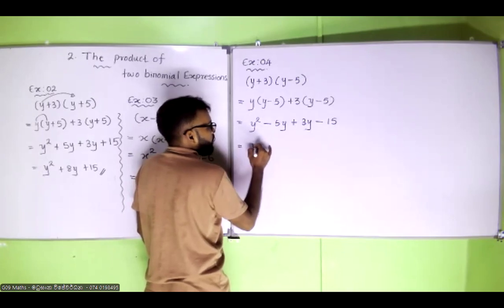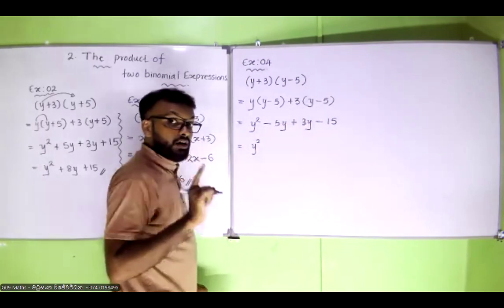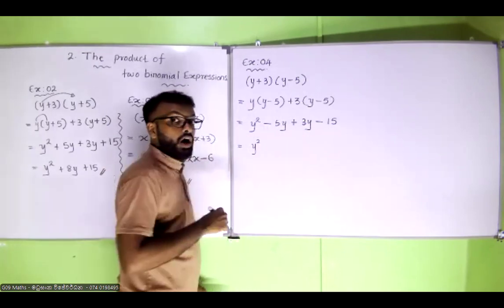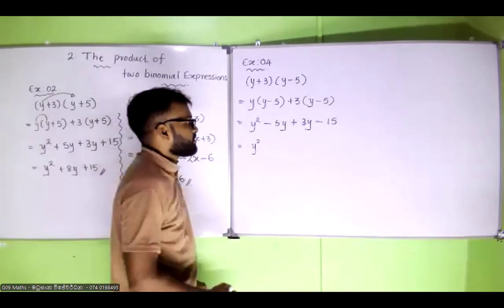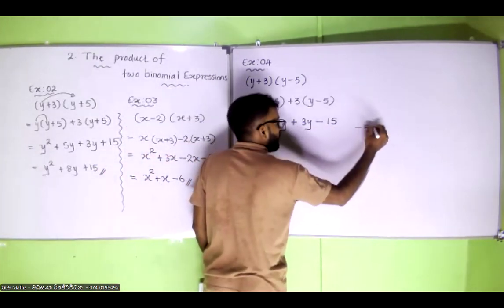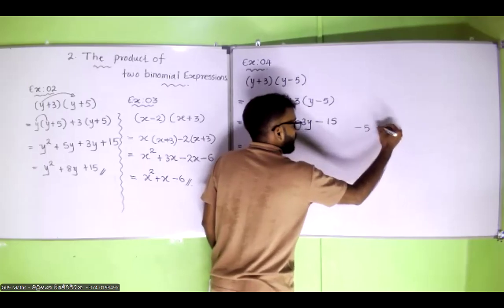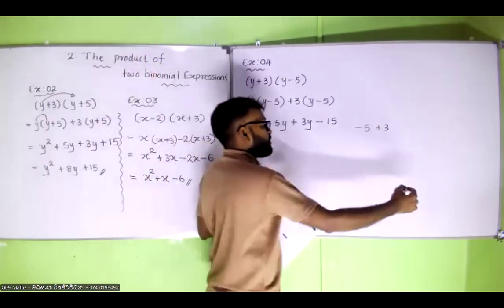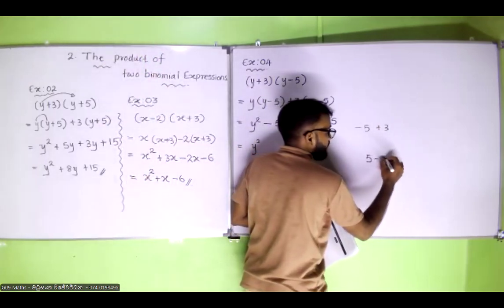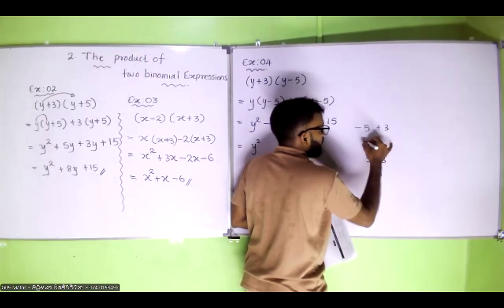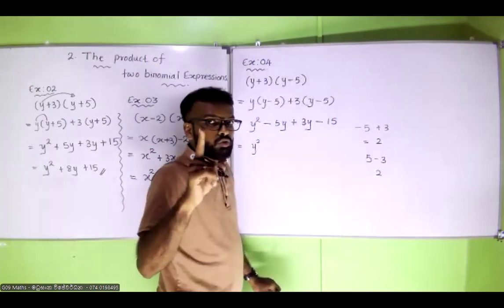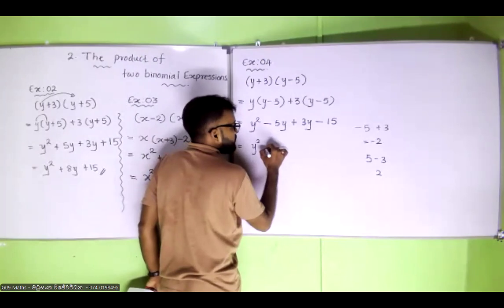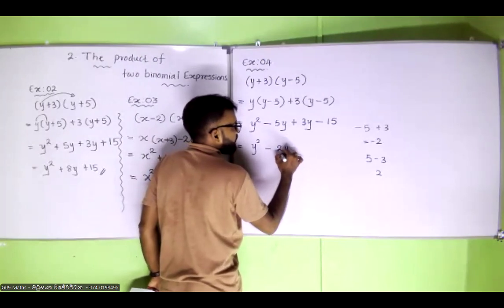Equal, here you have y square, no other y square terms. Like terms 5y and 3y, negative and positive are two different signs. So here you have negative 5, here you have positive 3. If you have different signs, what I told you, just forget the sign, take the two numbers and get the subtraction. 5 minus 3 is 2, right? How to decide the sign of 2? By looking at the biggest number's sign, that is negative. So the answer for these two is negative 2y, negative 15.